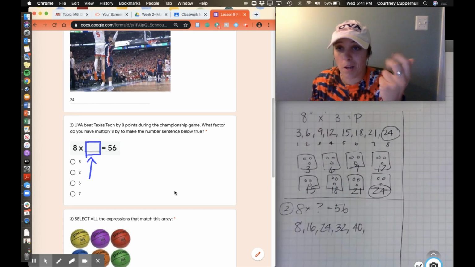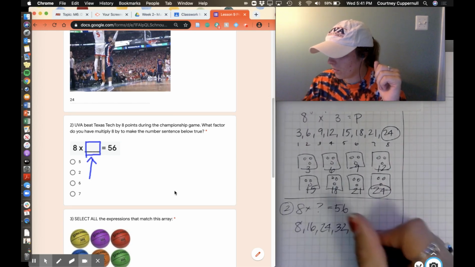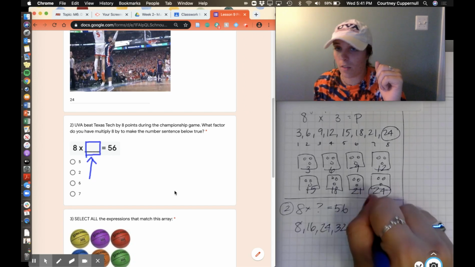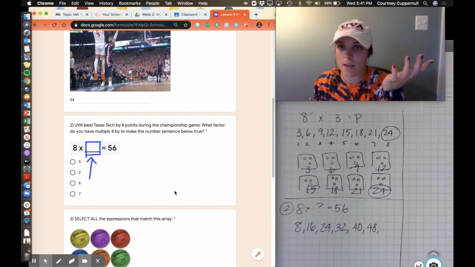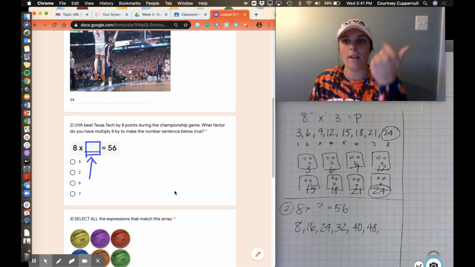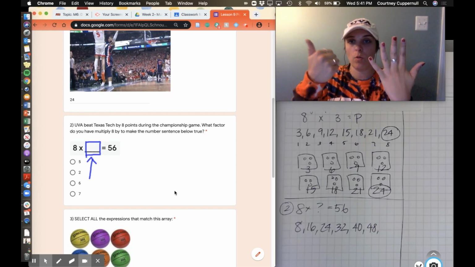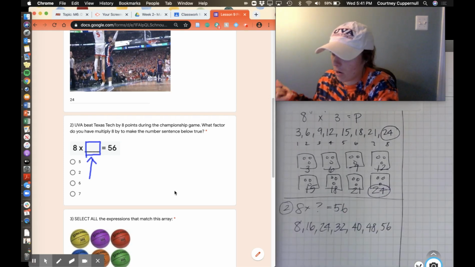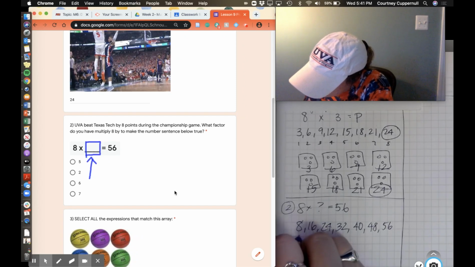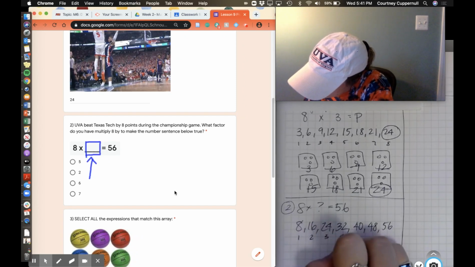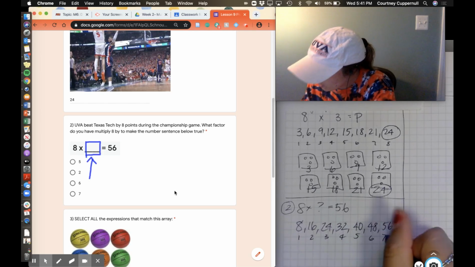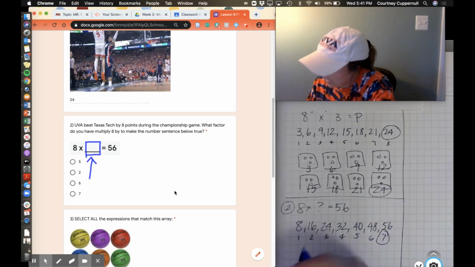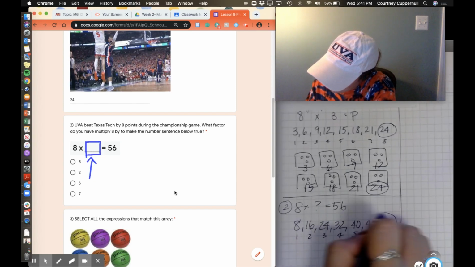Now I'm not going to skip count. I'm not going to roll my fingers again because I know 40 plus 8 is just 48. There's nothing in the ones place that's going to change 8. And then 49, 50, 51, 52, 53, 54, 55, 56. So I got to 56. Now all I'm going to do is count how many times I had to skip count. 1, 2, 3, 4, 5, 6, 7. So I know then my answer is 7. So I know that 7 goes into that blank.